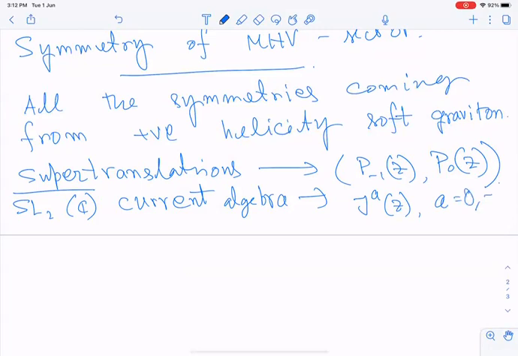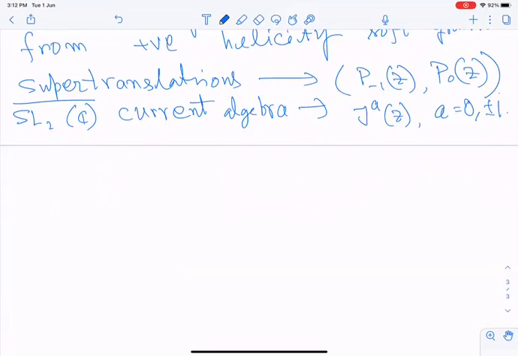You can also talk about the subleading one, but I will not be talking about that. We have shown recently that these two are actually enough, that we'll see. At least in the MHV sector, you don't really need to go beyond this. The important point is that we can consider the modes of these algebras.